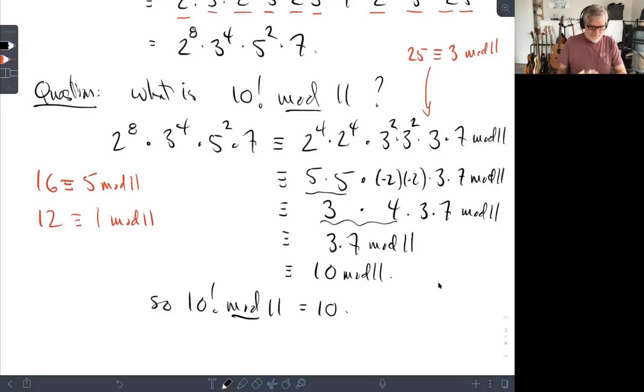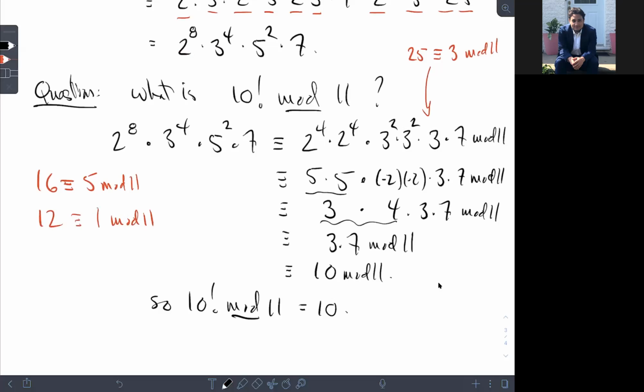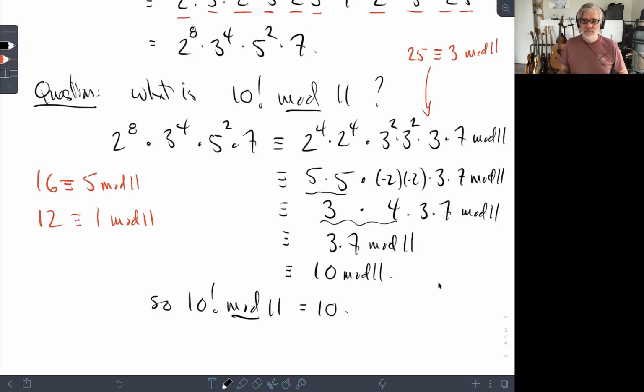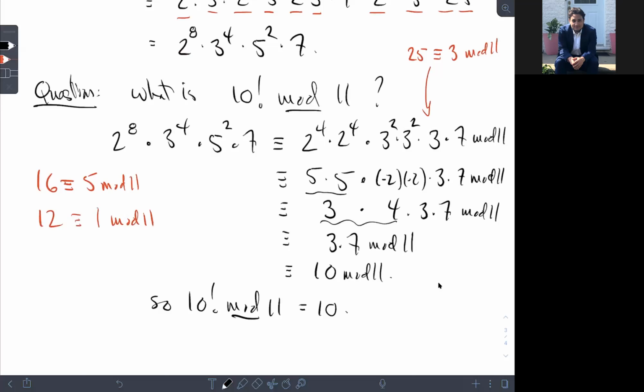I know it's a bit of a dumb question, but what would be the difference between the underlined mod 11 and just the regular mod 11, like when you write it out? Sorry, say that again. The difference between when you underline the function mod 11 and when you just write a constant.